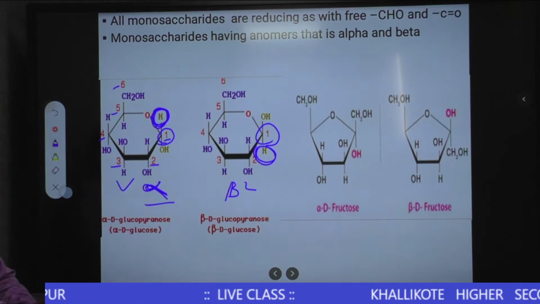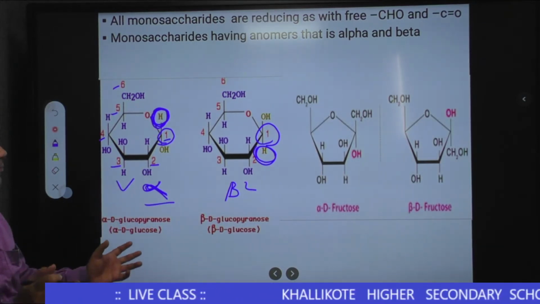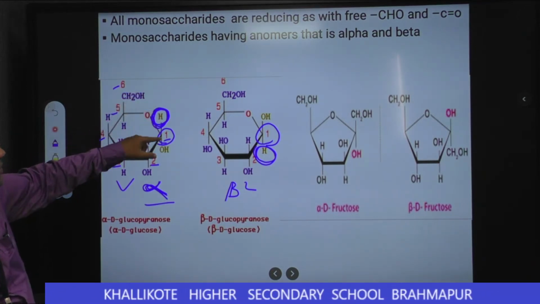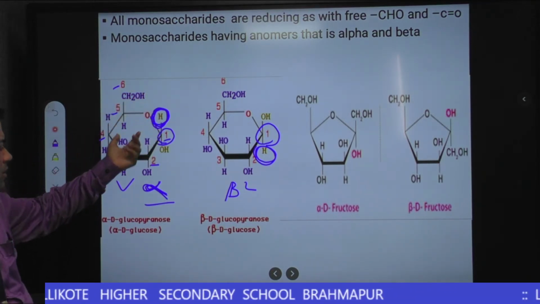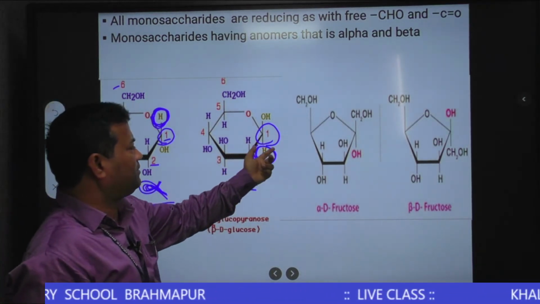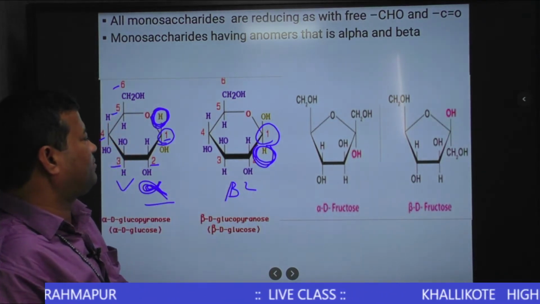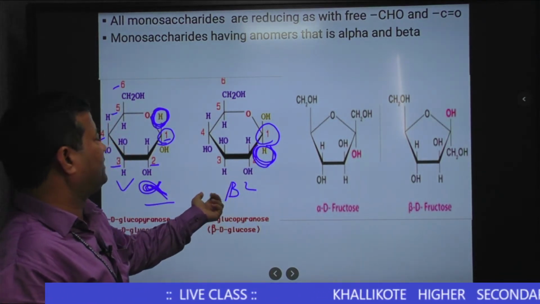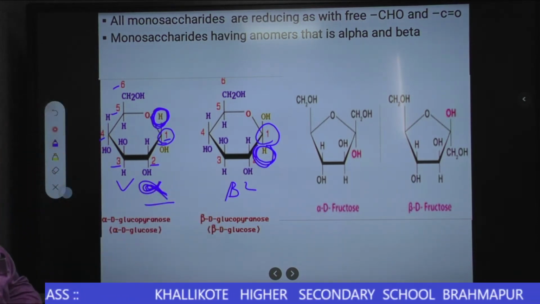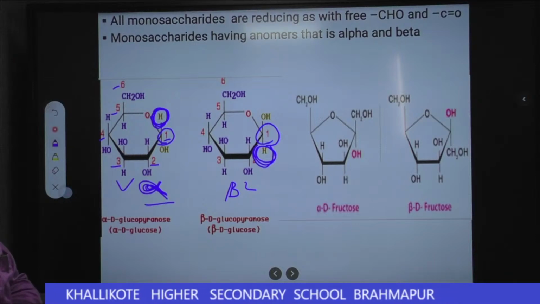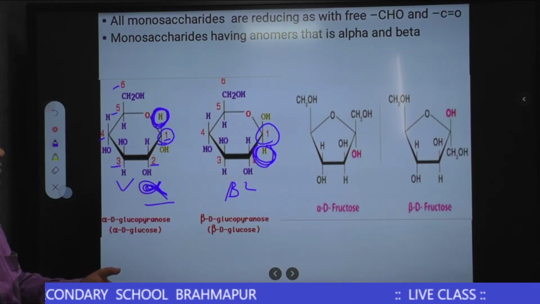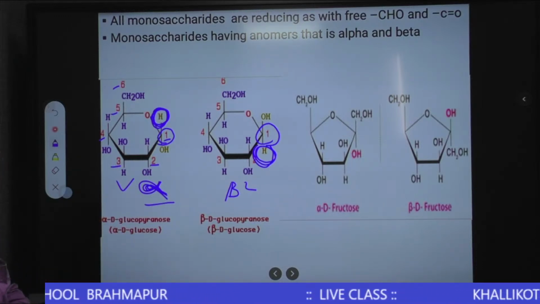You remember the basic difference between alpha and beta form of glucose. When hydrogen remains at the first position of the carbon atom at the above position, that is the alpha form. When hydrogen remains below at the first position of carbon, that is called the beta form. Alpha and beta forms of glucose can be distinguished from each other in this manner. We know all D forms of glucose are commonly found in biological systems.